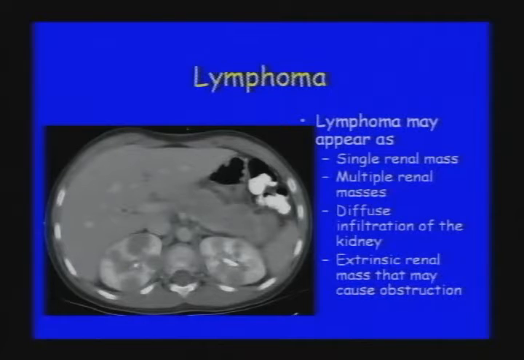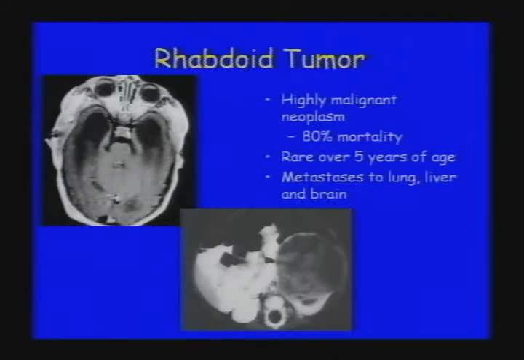Lymphoma can appear in the pediatric population as a single renal mass, multiple renal masses, diffuse infiltration of the kidney, or an extrinsic mass that obstructs the kidney. And here you can see multiple hypodense masses involving both the pancreas and the kidneys. It's a favorite board question to be showing you a case that has hypodense or hypoechoic lesions in either the kidney or the pancreas. And people want to run down the cystic masses and talk about von Hippel-Lindau and things like that. Remember that everything that is hypoechoic or hypodense is not cystic. And remember to think about lymphoma.